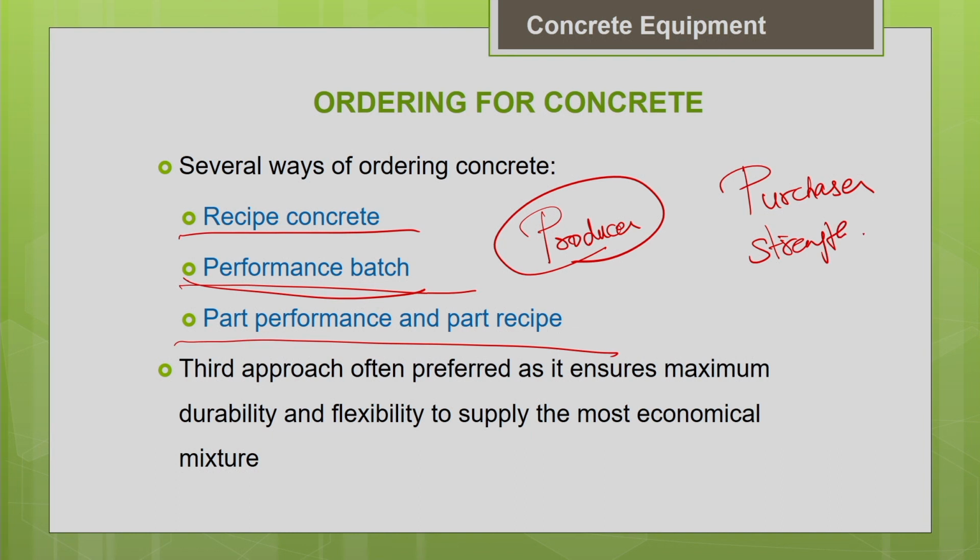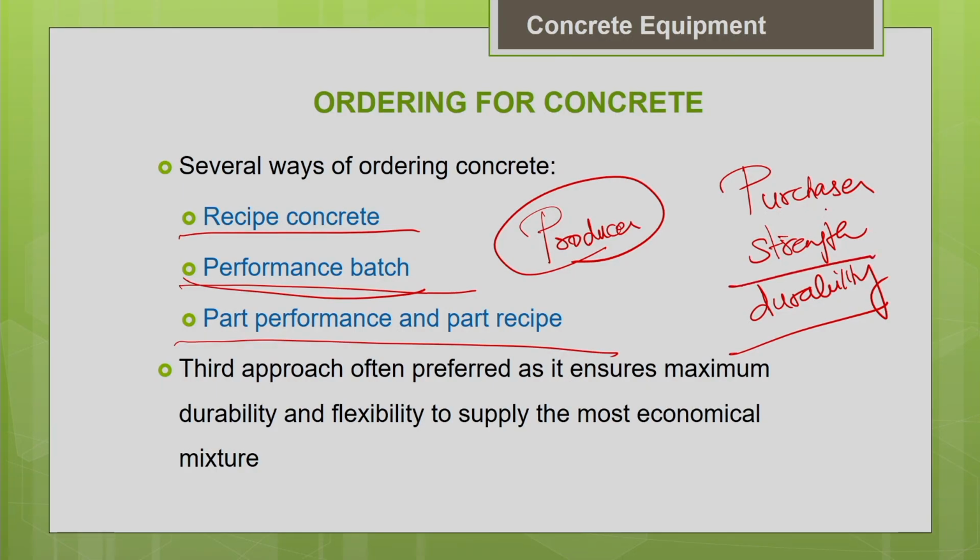Okay. So, what is the performance needed, what is the strength needed, what is the durability needed, and in which exposure condition the structure is going to be put into. It should be resistant to sulphate attack, resistant to chloride attack. So, the durability requirement and the strength requirement are given by the purchaser to the producer. He mentions only the performance requirement.